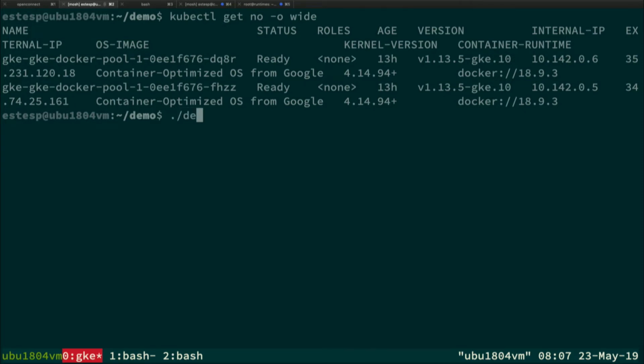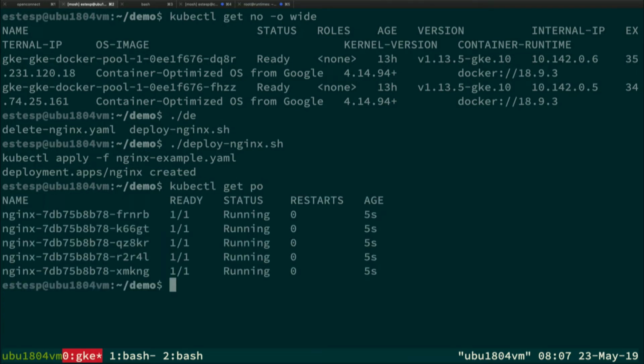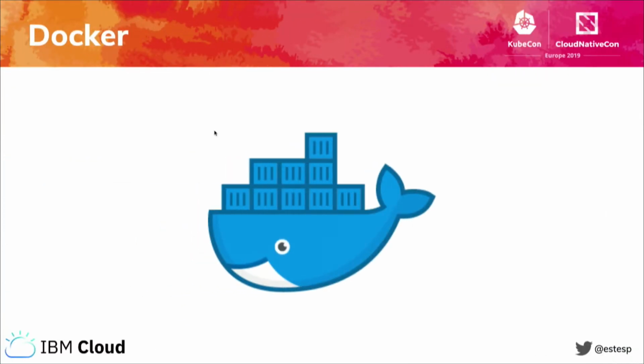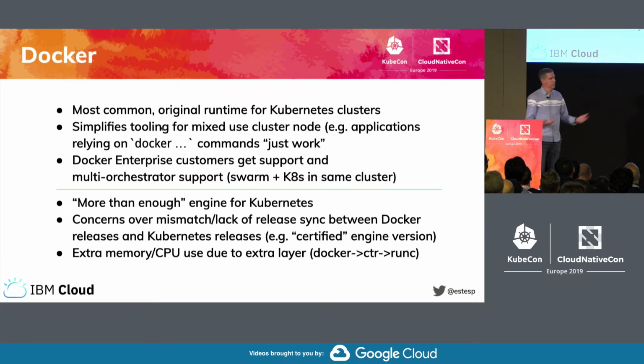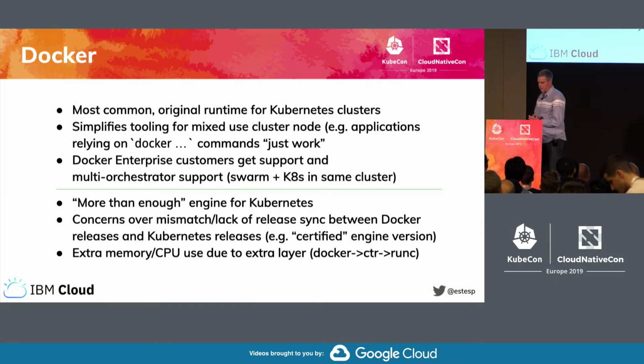We can obviously deploy a simple Nginx YAML and see that we have pods running Nginx. We know they're running on the Docker engine. I'm not going to access the worker nodes and prove that, but I'm sure you believe me on that. So again, this is the most common original runtime for Kubernetes.